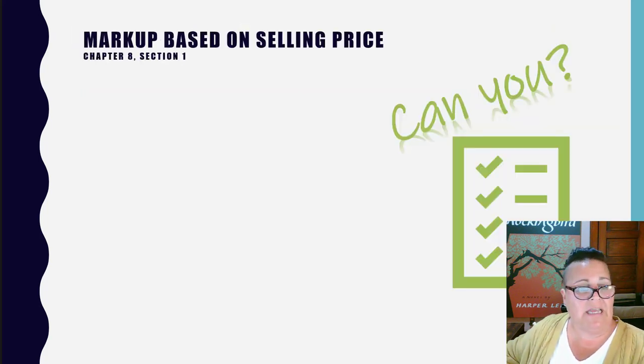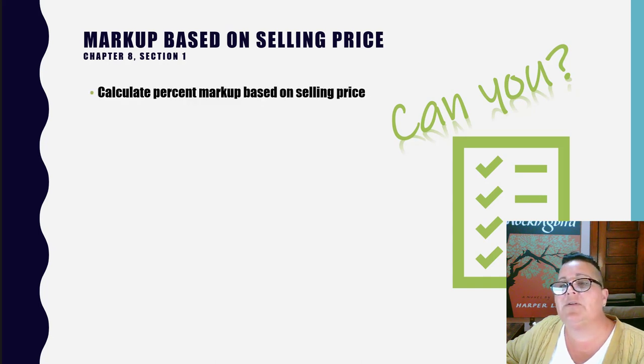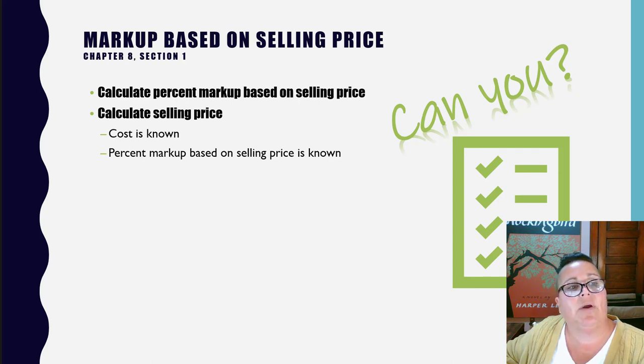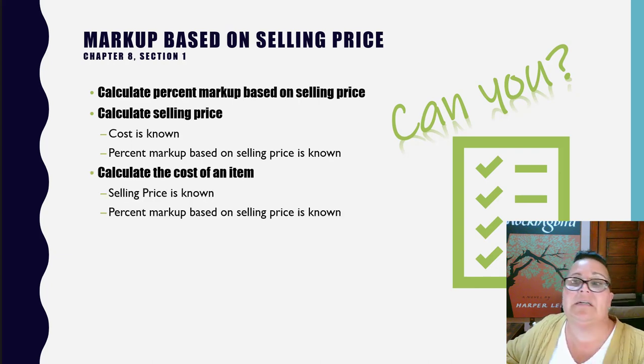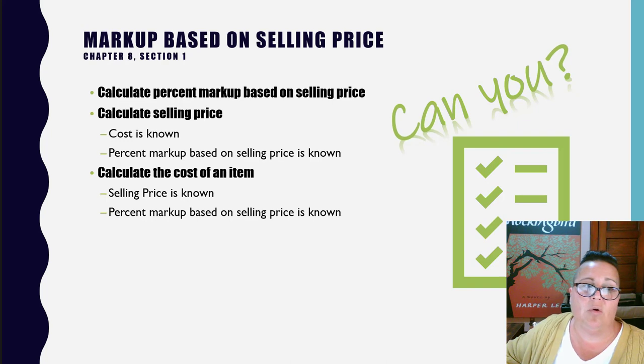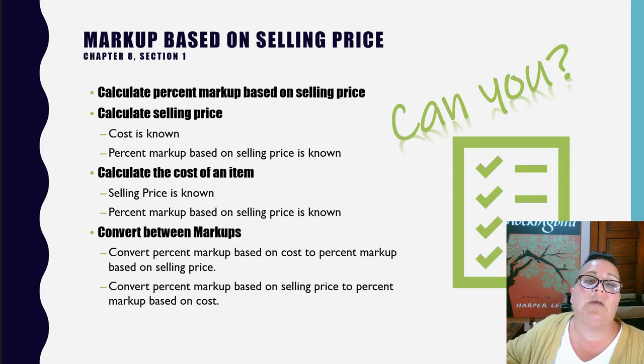All right, so we have reached the end of this one. So this is where we do a little bit of a check. Do you feel confident? Can you calculate the percent markup based on selling price? Do you feel like you can calculate the selling price when the cost is known and your percent markup based on the selling price is known? Can you calculate the cost of an item when your selling price is known and the percent markup based on selling price is known? Are you comfortable converting between markups? Can you convert the percent markup based on cost to markup based on selling price, and convert the markup based on selling price to a markup based on cost?